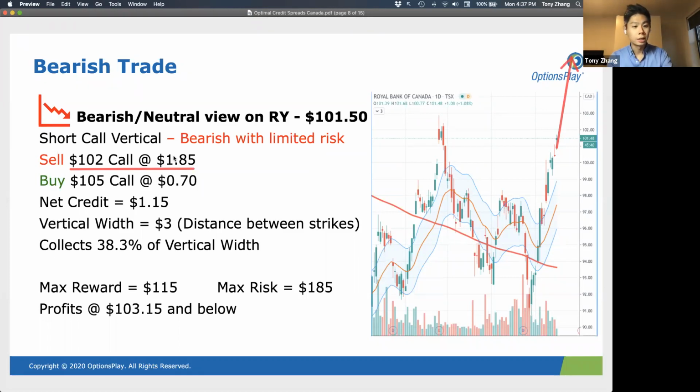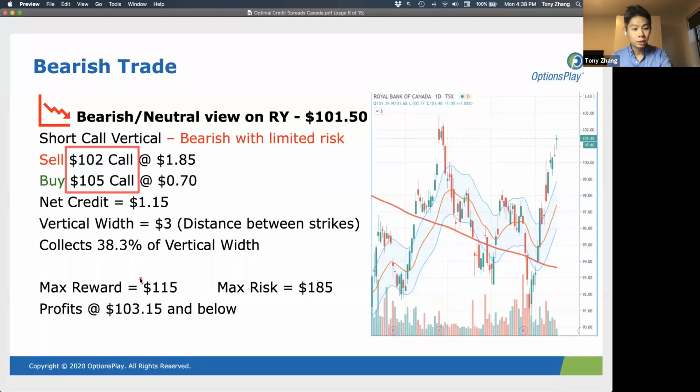So what we do here, just like the put side, on the call side, is we buy an out of the money call option. Let's say I buy a 105 call option and it costs me 70 cents. So I collected $1.85 by selling the 102s, and I'm paying 70 cents to buy the 105s. Net, instead of $1.85, I'm now collecting only $1.15. And I take a look at the distance between the two strikes. The difference between 102 and 105 is $3. So if I'm collecting $1.15 on a $3 wide credit spread, how much am I collecting of the width here?